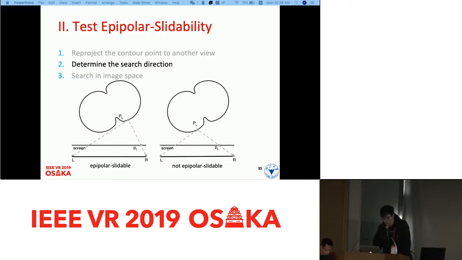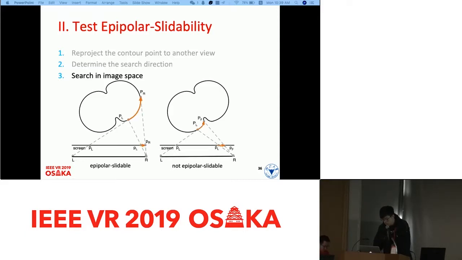The second step is to determine the search direction based on which sign of view range the surface normal points to. If the surface normal points to the right side of view range, we search to the right. Otherwise, we search to the left. The third step is to search in image space pixel by pixel.